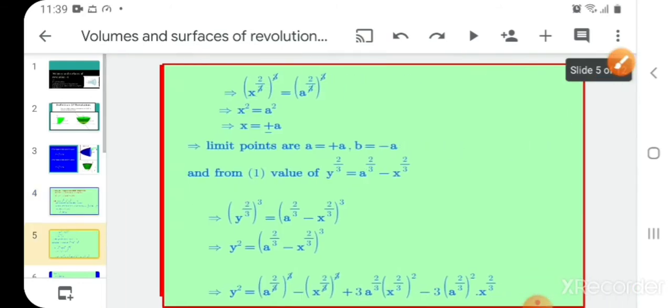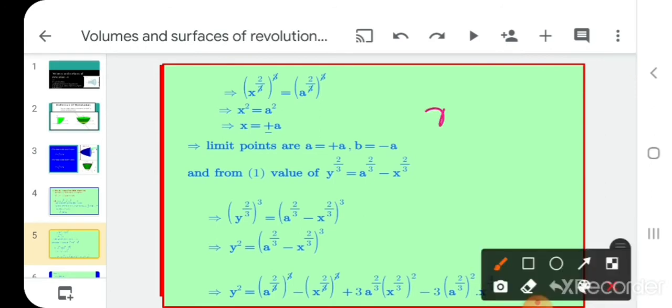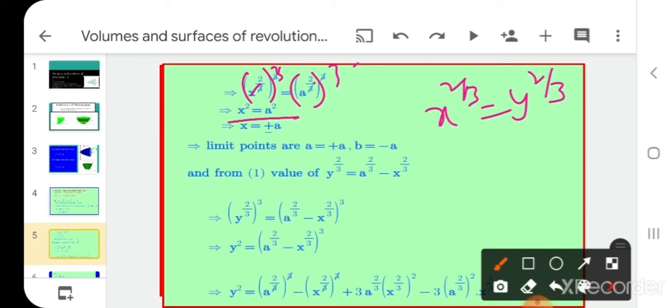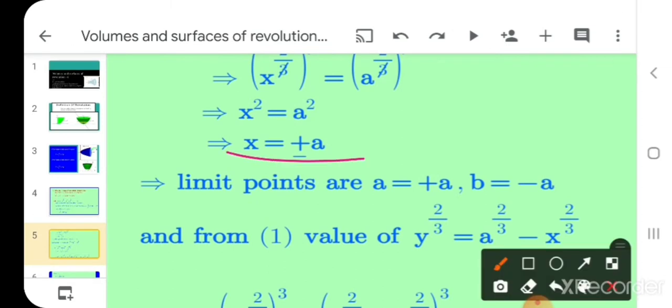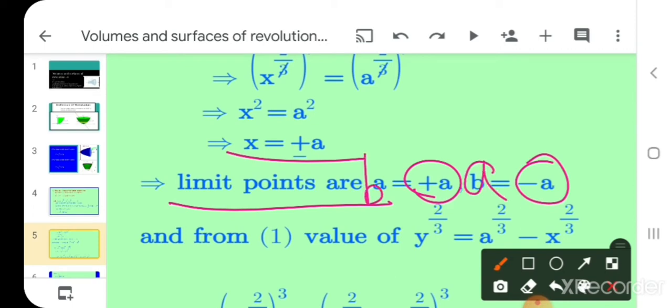See here. After substituting y equals 0, what do we get? x power 2 by 3 equals a power 2 by 3. Then cubing on both sides, the 3s are cancelled. What is the remaining term? x square equals a square. That implies x equals plus or minus a. Therefore, the limit points are plus a and minus a. This is a, this is b.